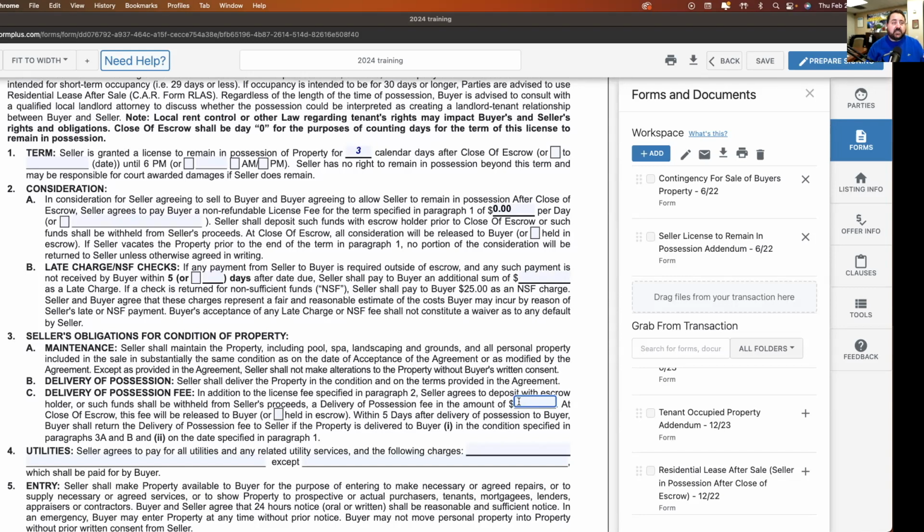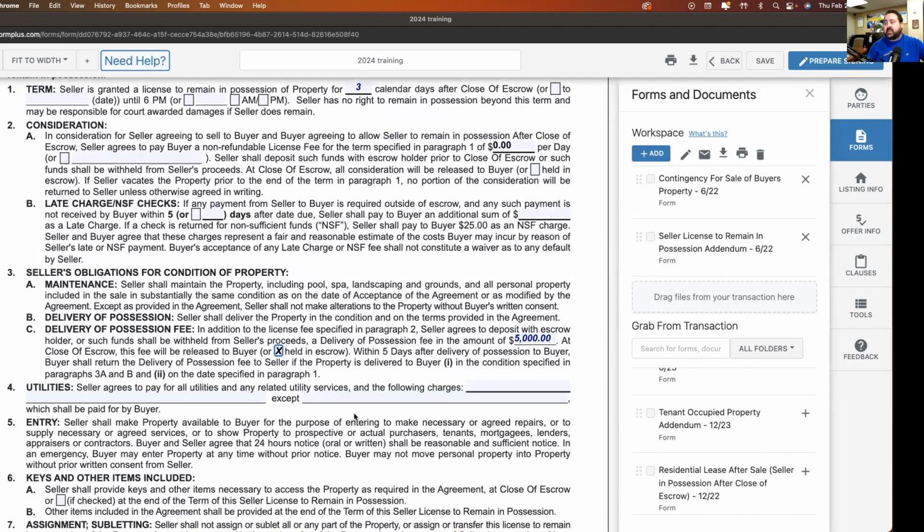This is money that gets held in escrow. Let's say it's $5,000, held in escrow. So that way, when the seller does move out, they get that money back. It's just an incentive for the move out. The buyer doesn't get it. The buyer can't ever get it. It just says if the delivery of possession to buyer isn't on time, this money gets held. Once they're on time, here's the money, you get it back.